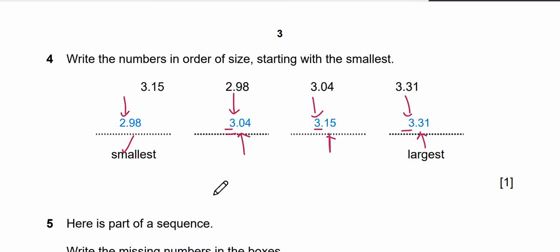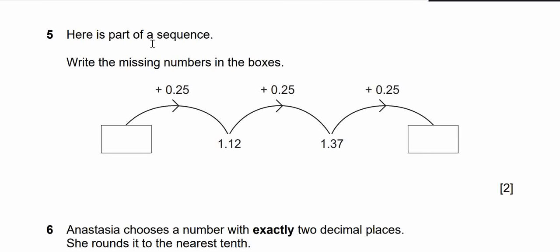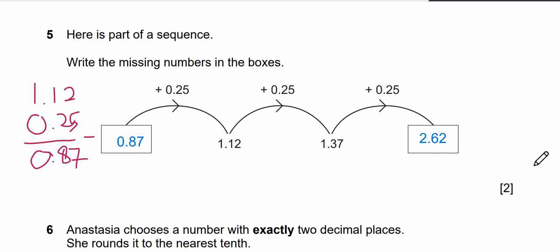Next, question number 5. Question 5 says, here's a part of a sequence. Write the missing number in the boxes. 10 seconds from now. Alright, let's check out the answer, guys. If you have not finished, you may pause this video. Here we go, number 5.